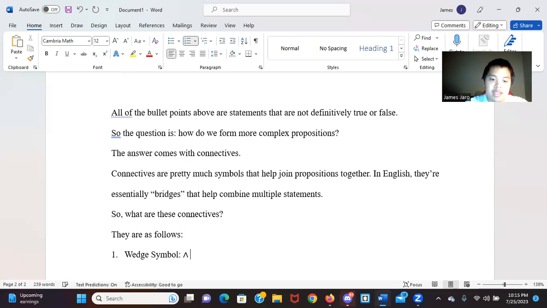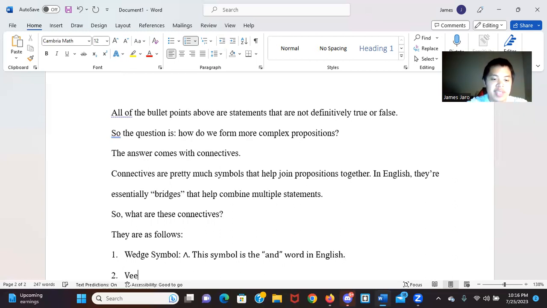This symbol is the "and" word in English. So if we want to say two events have to happen simultaneously, typically we say "and" to denote that both conditions must be satisfied. To do that, we use what is called the wedge.